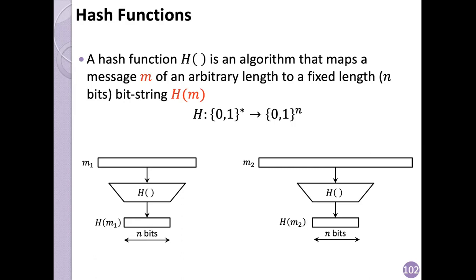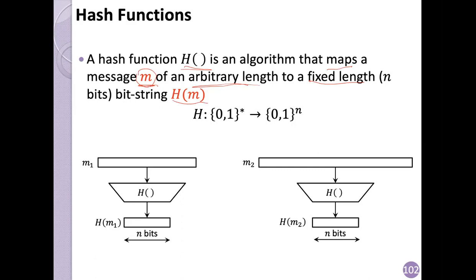Okay, let's get started and define a hash function. A hash function, which we mostly show as a function h like this, is a function or algorithm that maps an input message m of any arbitrary length to a fixed length output or bit string. Of course, both m, which is the input, and the output, which we call h of m, are binary sequences or strings of binary values.